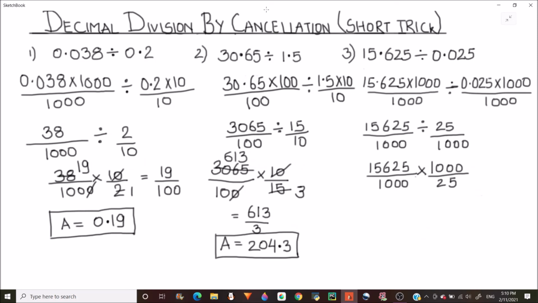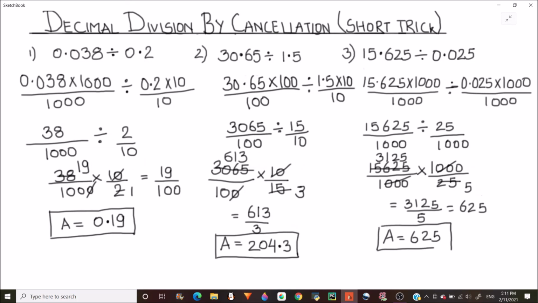So these two thousands get cancelled and we are left with 15,625 over 25. So 5 is a common factor here, so 5 times 5 and 5 times 3, 5 times 1, 5 times 2, 5 times 5. So this comes out to be 3,125 over 5. This can be further reduced to 5 times 6, 5 times 2 and 5 times 5. So this comes out to be 625. This is our final answer.